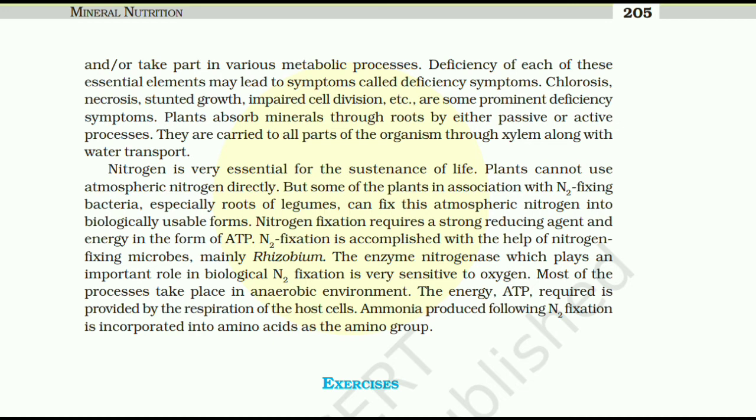Nitrogen fixation requires a strong reducing agent and energy in the form of ATP. Nitrogen fixation is accomplished with the help of nitrogen-fixing microbes, mainly Rhizobium. The enzyme nitrogenase, which plays an important role in biological nitrogen fixation, is very sensitive to oxygen. Most of the processes take place in an anaerobic environment. The energy ATP required is provided by the respiration of host cells. Ammonia produced following nitrogen fixation is incorporated into amino acids as amino group.